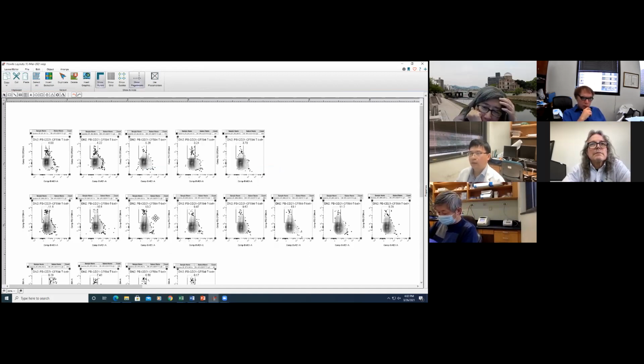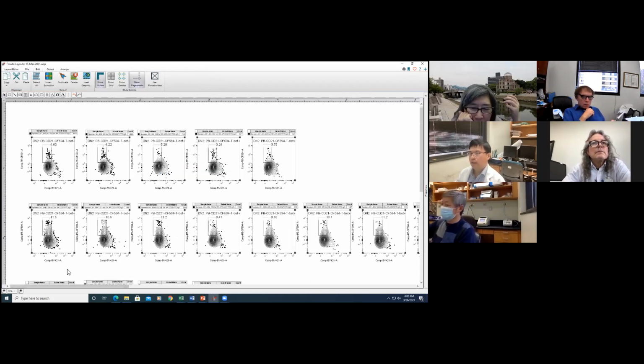Can you see clearly? Should I make it larger? So CD21 is on the Y. And there is CD21, T-bet positive. The X is CD21. The Y is T-bet. So this is with PBS.